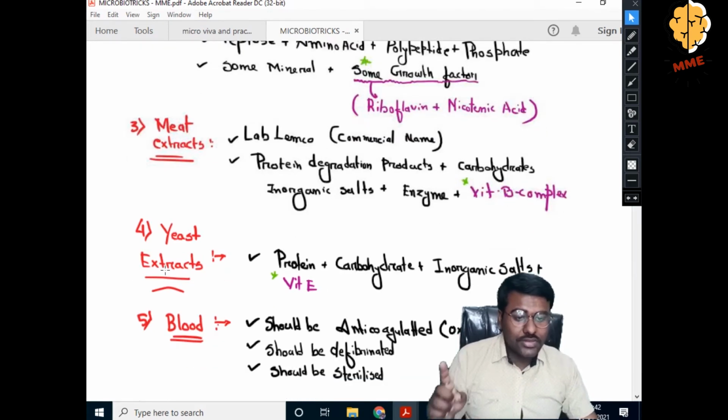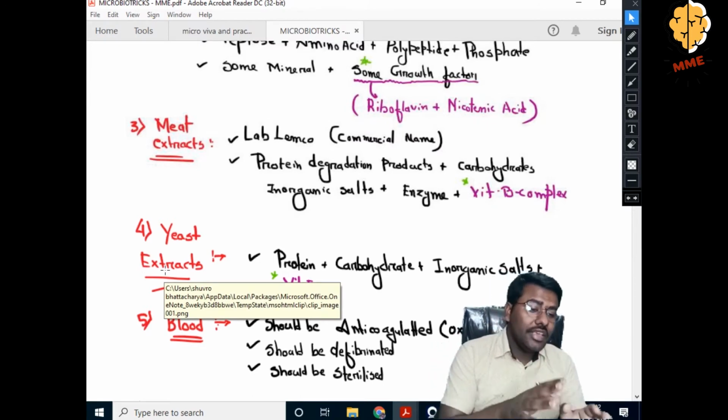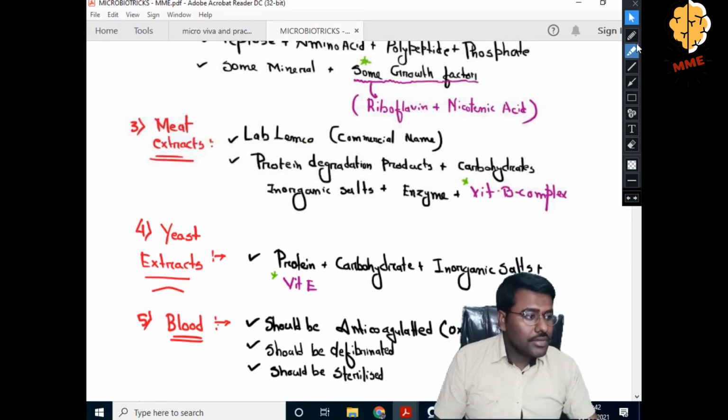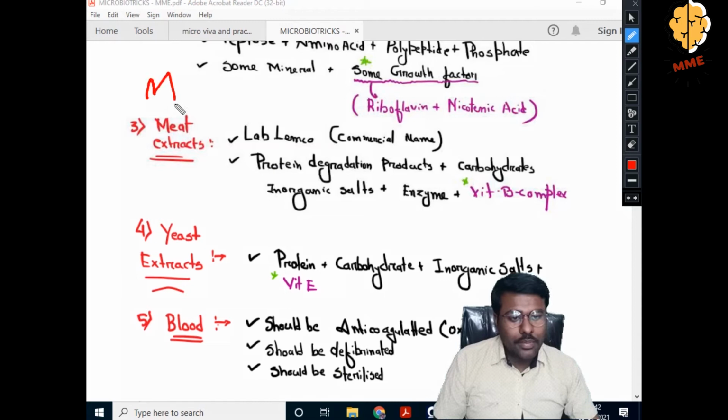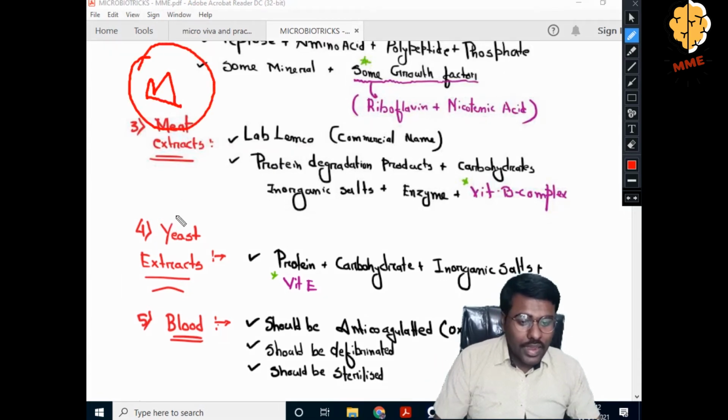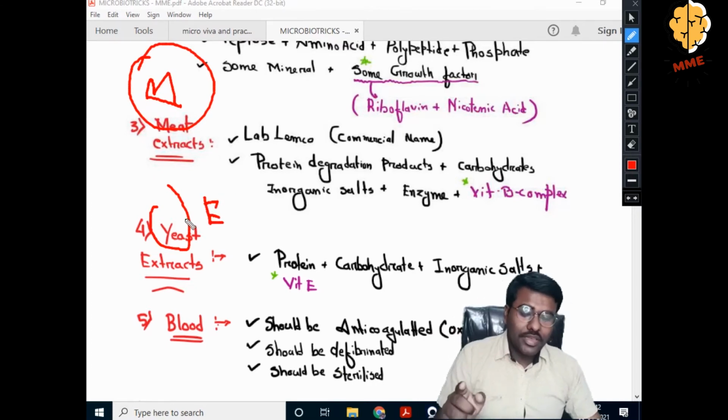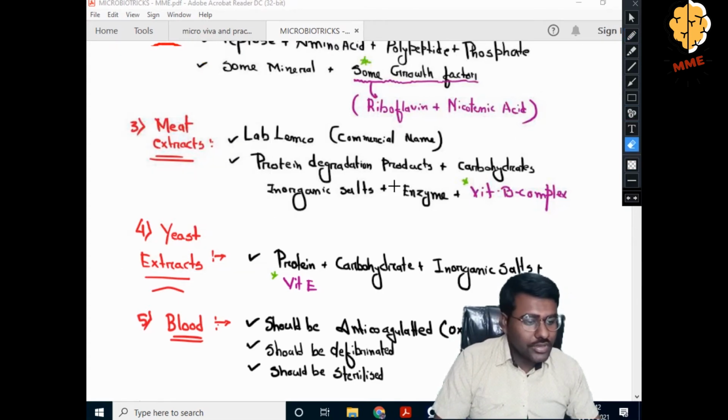In the yeast extract, vitamin E. In case of B, like in the meat, just add this. This is the vitamin B, and this is the yeast, E for E. Okay, so meat extracts, vitamin B; yeast, E. Okay, so this is the most important question.